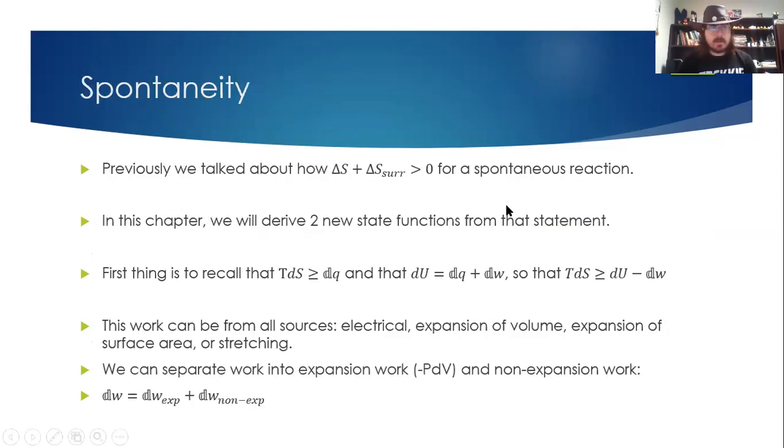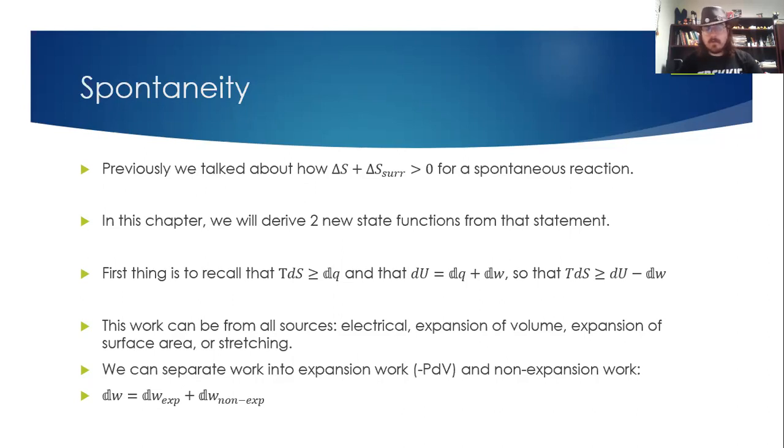So, last chapter we talked about spontaneity, the idea that if you look at the entropy of the system and add the entropy of the surroundings, it's always going to be greater than 0 for a spontaneous reaction, a reaction that goes without any external force. In this chapter, we're going to derive 2 new state functions from that statement.